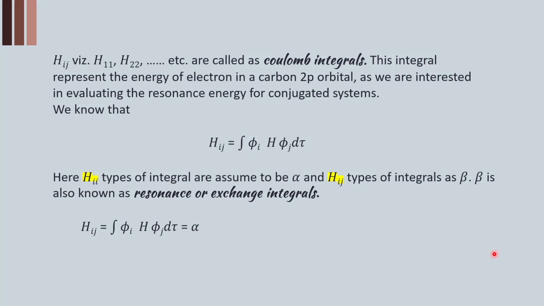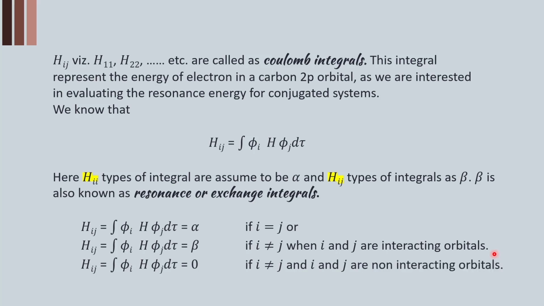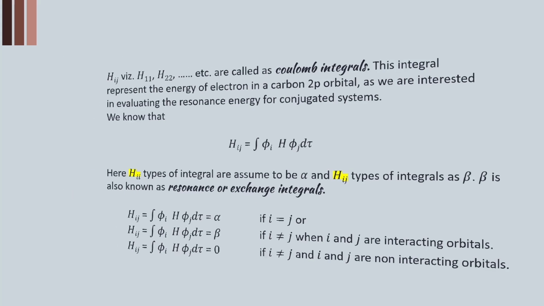For that, Huckel's approximation was that all integrals of type Hij are equal to alpha provided i is equal to j. They are equal to beta if i is not equal to j, and i and j are interacting orbitals in a cyclic or an open system, and Hij is assumed to be equal to 0 when i is not equal to j and i and j are not connected atoms, so there is no direct interaction between the ith and jth atomic pi orbitals.